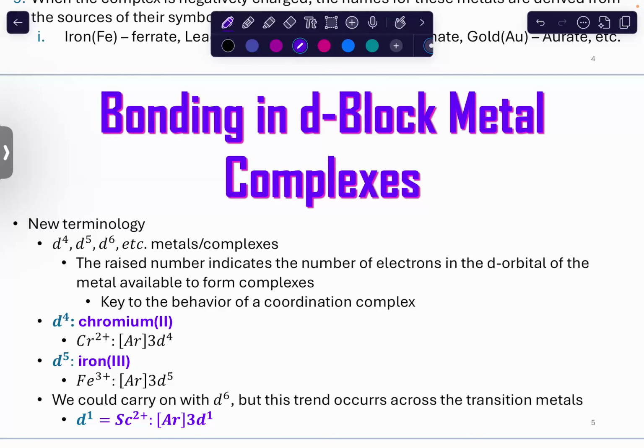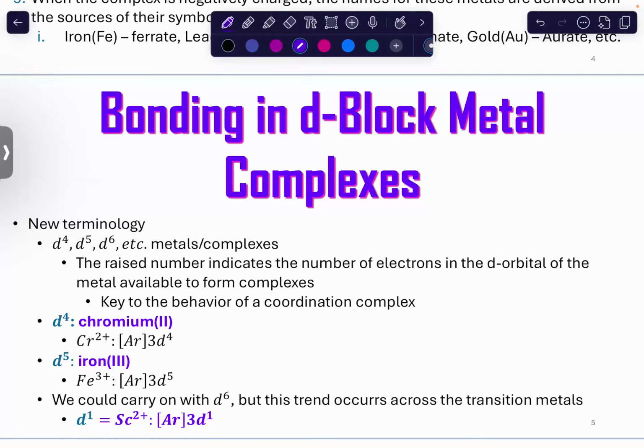It's going to be the group. Yeah, so you look at where the metal is in the transition metals and you count over. Like your scandium 2 plus would be a d1. It's the first in that transition metal row, and in particular, it's the number of electrons in the d orbitals that are available to form complexes. So it's a little more complicated.